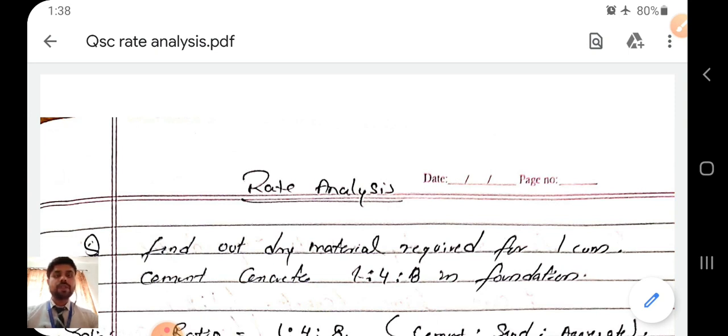So today we will discuss rate analysis, and we are going to solve a numerical of rate analysis in which the question is: find out the dry materials required for 1 cubic meter of cement concrete of 1:4:8 ratio in foundation. So let's start.